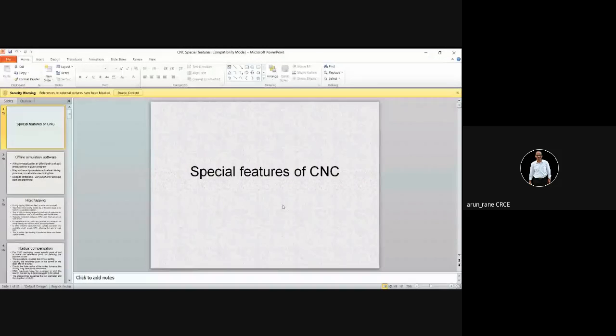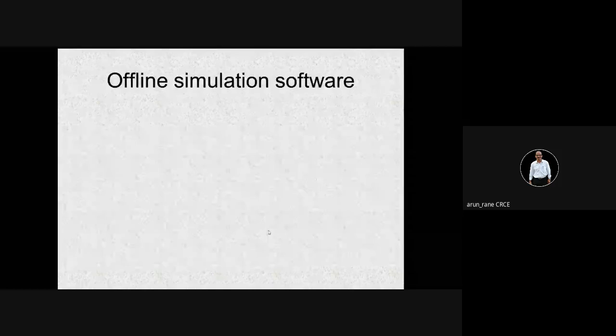So let us discuss special features of CNC. Offline simulation software means you are not using your CNC machine for the programming, because the CNC machine should be used for cutting. Your spindle should run. If you are doing programming on the machine and there is no cutting happening, that means there is a wastage of productivity. Normally, the per hour cost is calculated.